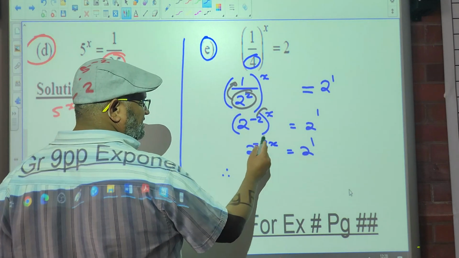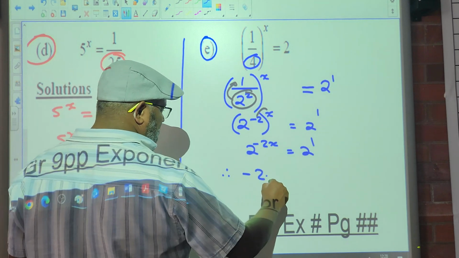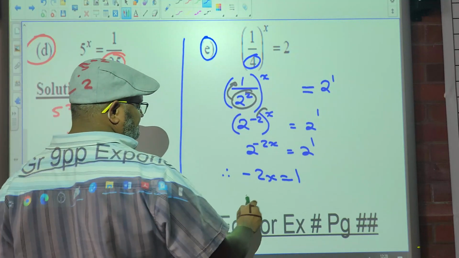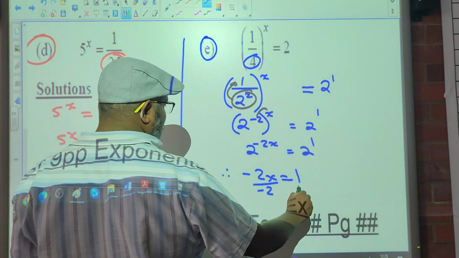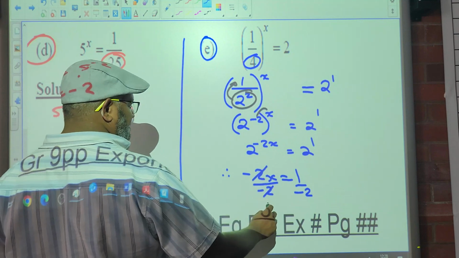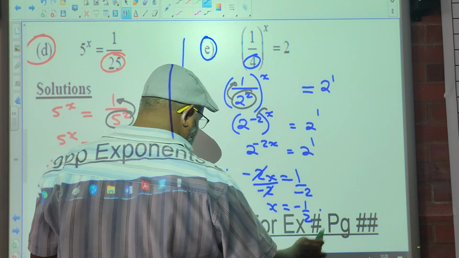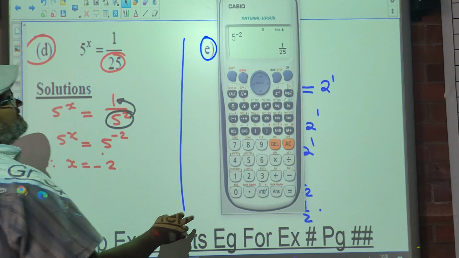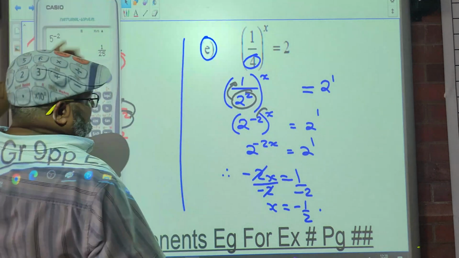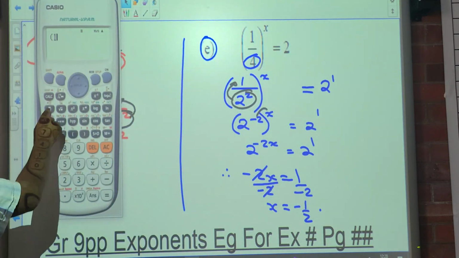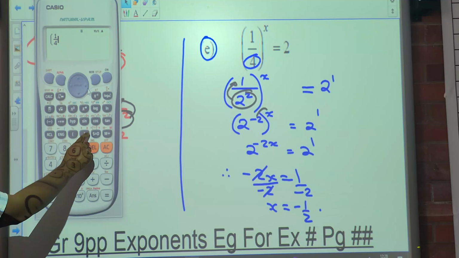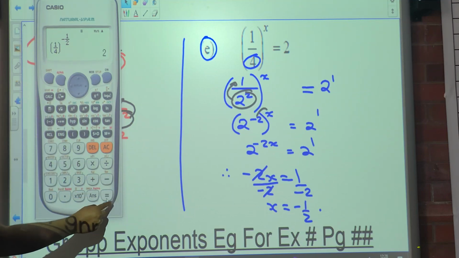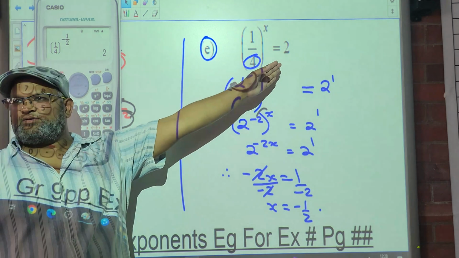So therefore, negative 2x is equal to 1. So how do I get x on its own? Divide by negative 2 on both sides. So x is equal to negative 1. And of course you can test it again. So it'll be open brackets a quarter to the exponent negative half. Then the answer of 2. Okay.